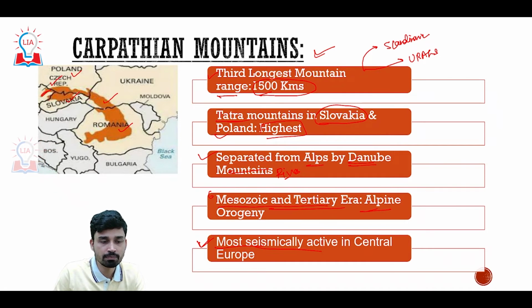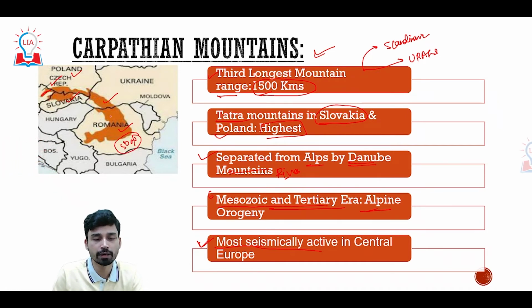If you look at this map, we can also see that around 50% of this Carpathian mountain range is found in Romania, and in other countries it is somewhere between 10% to 12%.